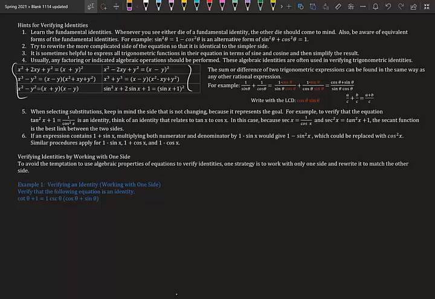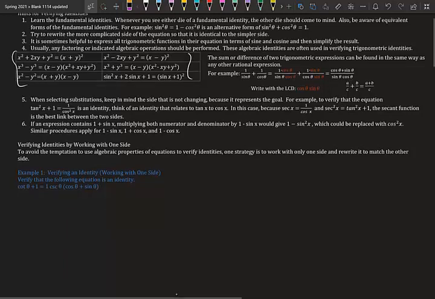6. If an expression contains 1 plus sine x, multiplying both numerator and denominator by 1 minus sine x would give 1 minus sine squared x, which could be replaced with cosine squared x. Similar procedures apply for 1 minus sine x, 1 plus cosine x, and 1 minus cosine x. So, verifying identities by working with one side. To avoid the temptation to use algebraic properties of equations to verify identities, one strategy is to work with only one side and rewrite it to match the other side.